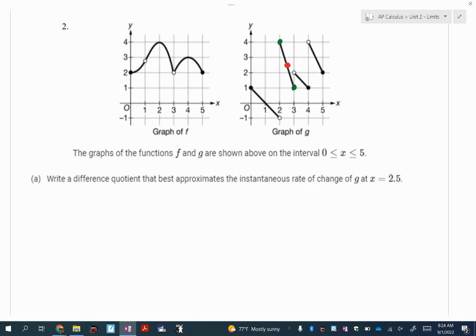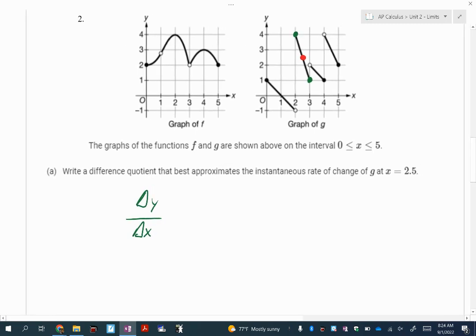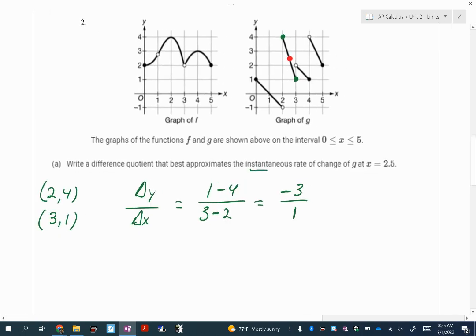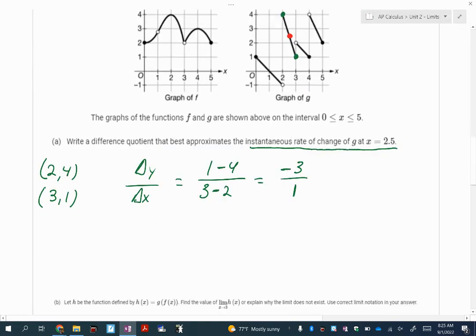All right, so I'm going to write the change in y over the change in x using my points. I'm going to have (2, 4) and (3, 1). So I'm going to write 1 minus 4 over 3 minus 2. This difference quotient of negative 3 over 1 is going to give me my best approximation for the instantaneous rate of change of this function at this particular x value. All right, so that's it for the first one. Let's go to part B.